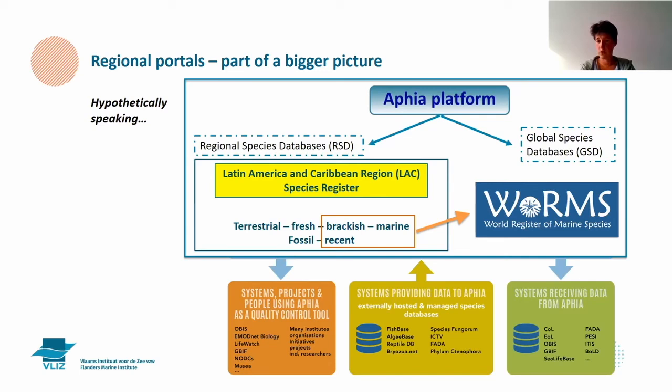On the right, what you see is that there's also systems that receive data from AFIA. So they just basically get a copy of AFIA content, WoRMS mostly, either a full copy or a partial copy. And that includes, for example, Catalog of Life and Encyclopedia of Life. So they make use of the information that we have and then they spread it through their own systems and networks.